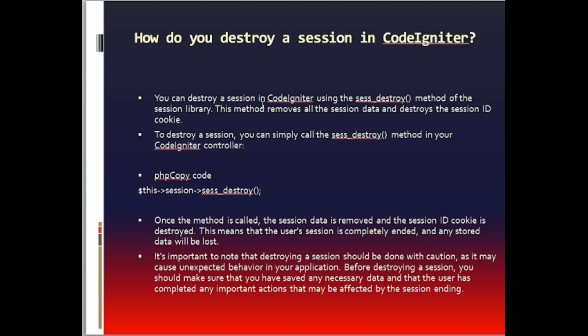You can destroy a session in CodeIgniter using the sess_destroy method of the session library. This method removes all session data and destroys the session ID. To destroy a session, you can simply call the sess_destroy method in your CodeIgniter code. Here is the code, and once the method is called, the session data is removed and the session ID is destroyed. This means that the user session is completely ended and any stored data will be lost. It is important to note that destroying a session should be done with caution.